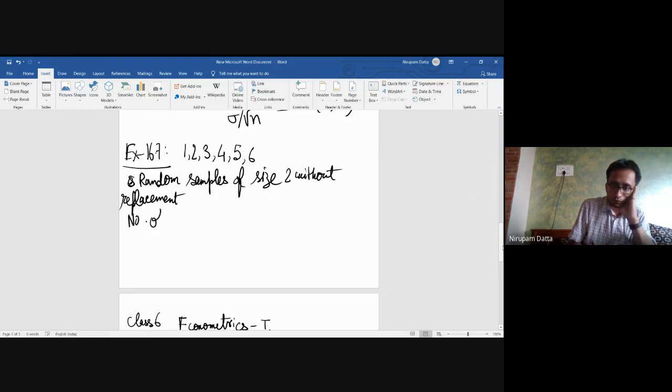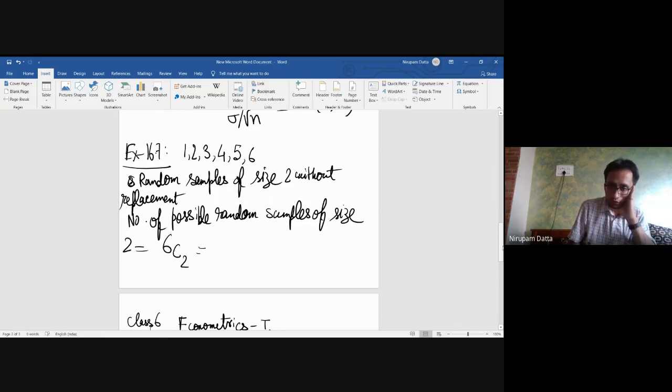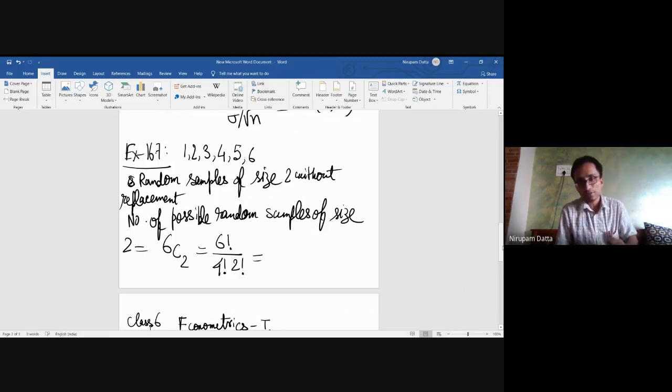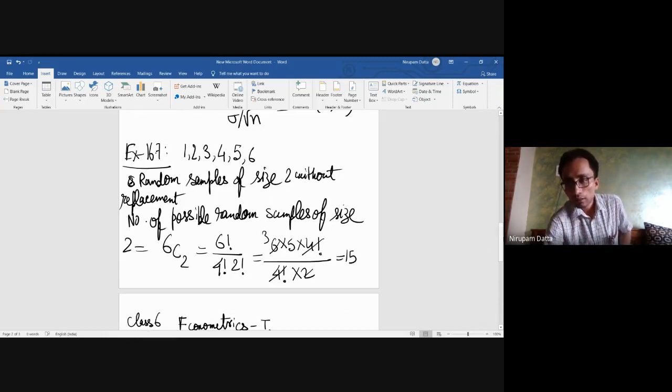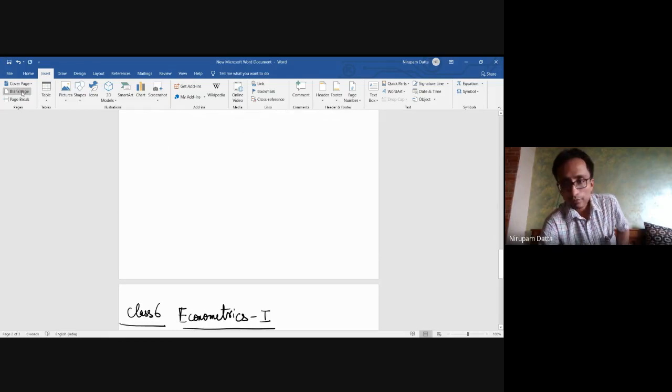The number of possible random samples of size 2 will be given by 6C2, that is 6 factorial by 4 factorial into 2 factorial. We can write this as 6 into 5 into 4 factorial over 4 factorial into 2. So the 4 factorials cancel each other out, and 2 and 6 cancel to 3. So we have 15 possible random samples.